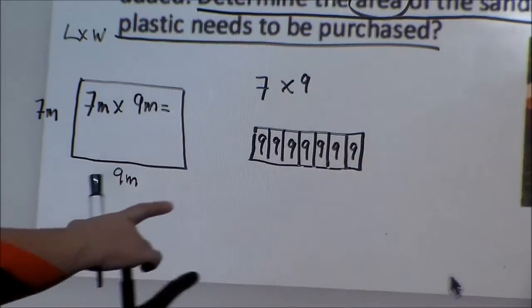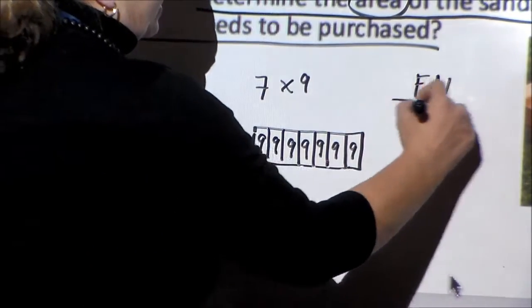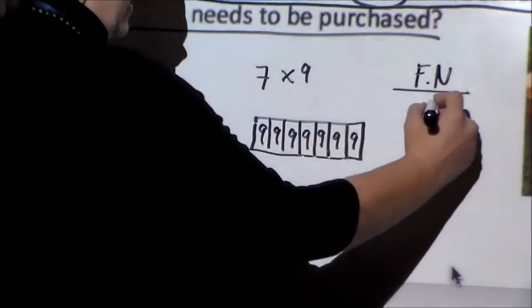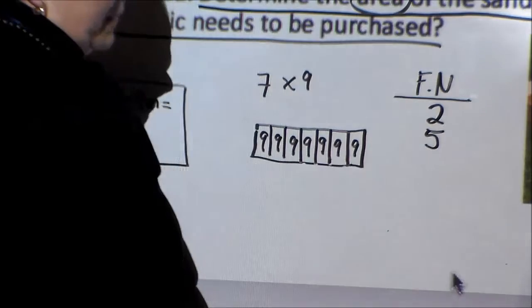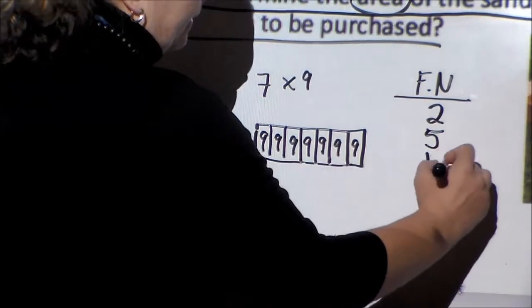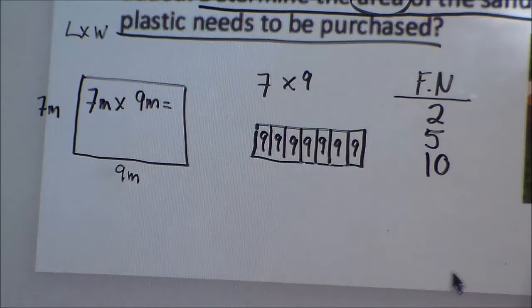All right. And then I think about friendly numbers. Friendly numbers in 3rd grade are the numbers that I easily skip count by. I easily skip count by 2s. I easily skip count by 5s. And I easily skip count by 10s. 2, 4, 6, 8, 5, 10, 15, 20, 10, 20, 30, 40. I've been doing that since like 1st grade.